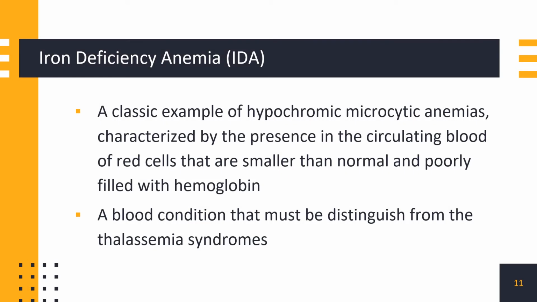Now let's proceed to iron deficiency anemia or IDA. It is a classic example of a hypochromic microcytic anemia, characterized by the presence in the circulating blood of erythrocytes that are smaller than normal, or microcytic, and poorly filled with hemoglobin. Thus, the central pallor has been markedly expanded. It is a blood condition that must be distinguished from the thalassemia syndromes.